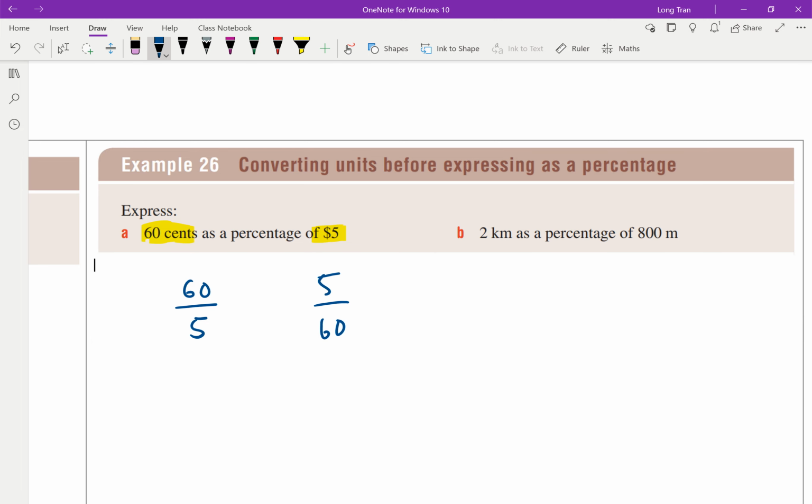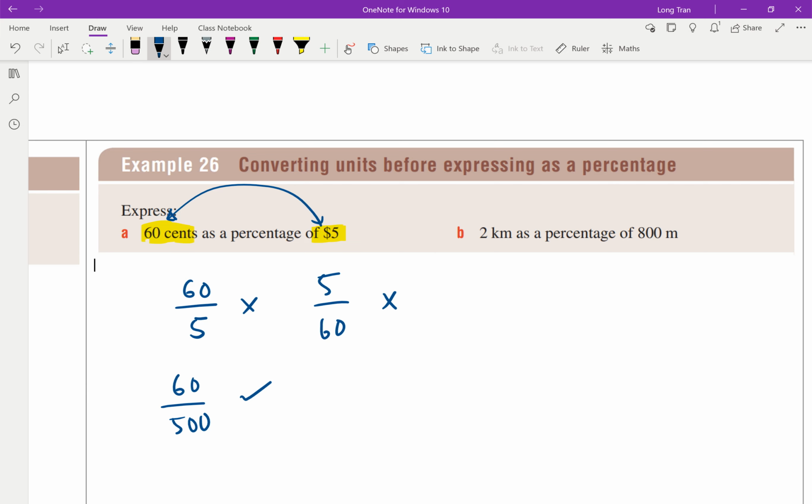Why is it 500? $5 is 500 cents. Very good. When you're comparing units, make sure it's the same quantity. You can't compare 60 cents out of 5 because that doesn't make sense. That's cents and that's dollars. They have to be in the same quantity or units for comparison. So this is the correct way. 60 over 500, and then you convert it to a percentage. Okay, listening?